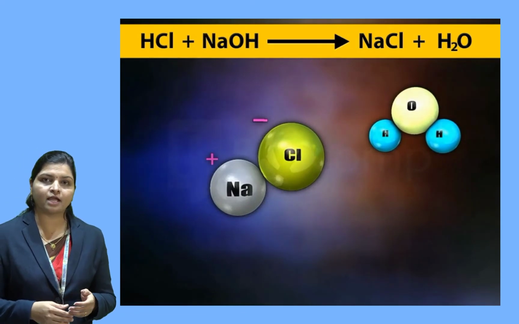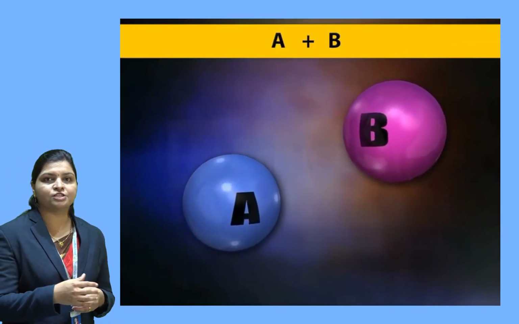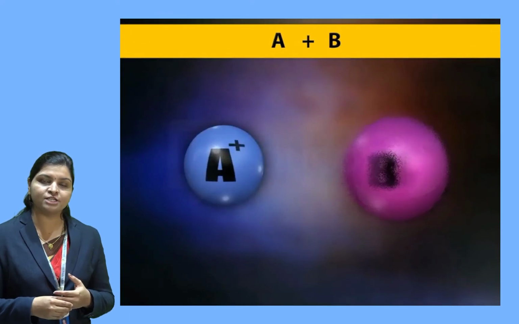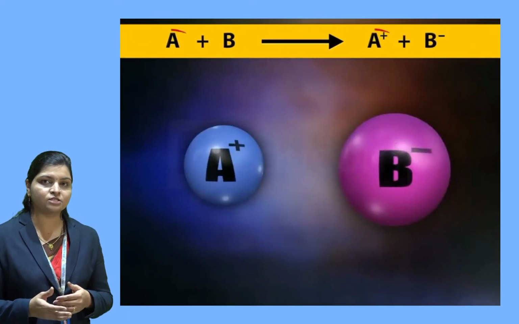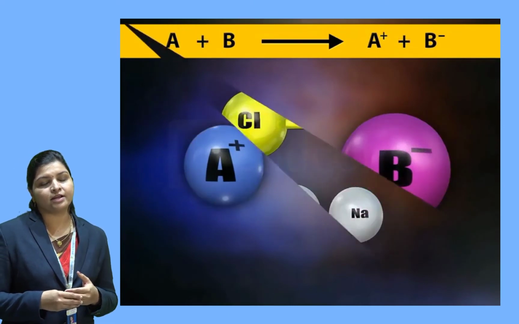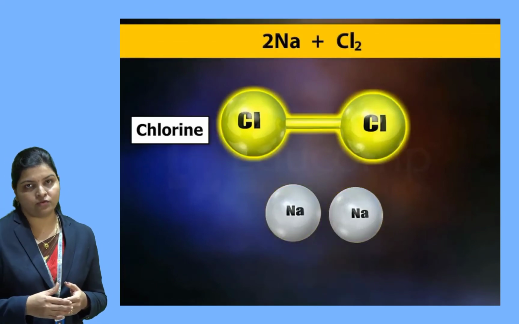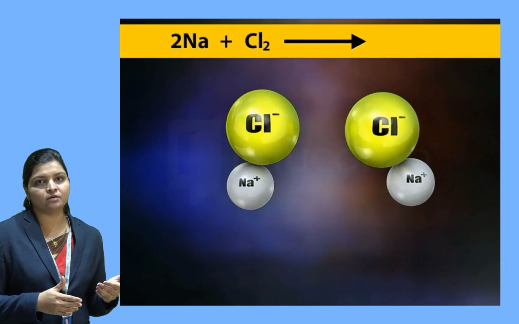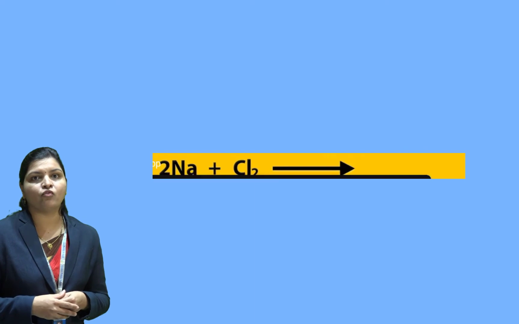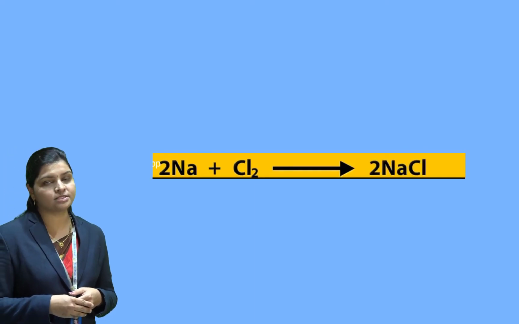Next, that is redox reaction. A redox reaction is a type of chemical reaction in which electrons are exchanged between two substances, resulting in the oxidation of one substance and reduction of the other. For example, the reaction between sodium and chlorine: one electron is transferred from each sodium atom to each chlorine atom to form sodium chloride. So this is about the redox reaction.